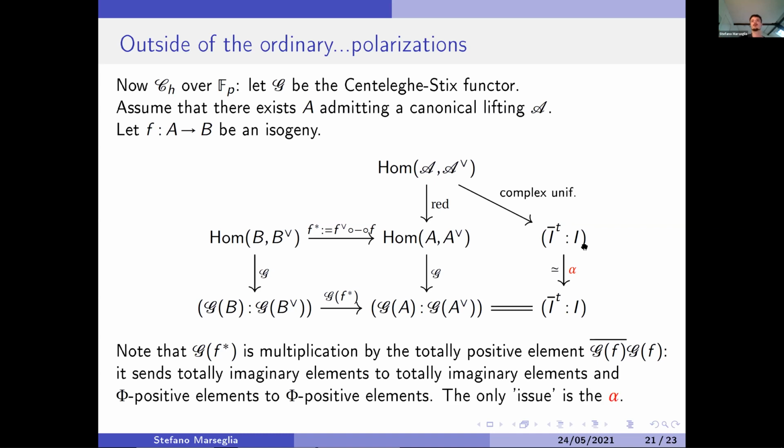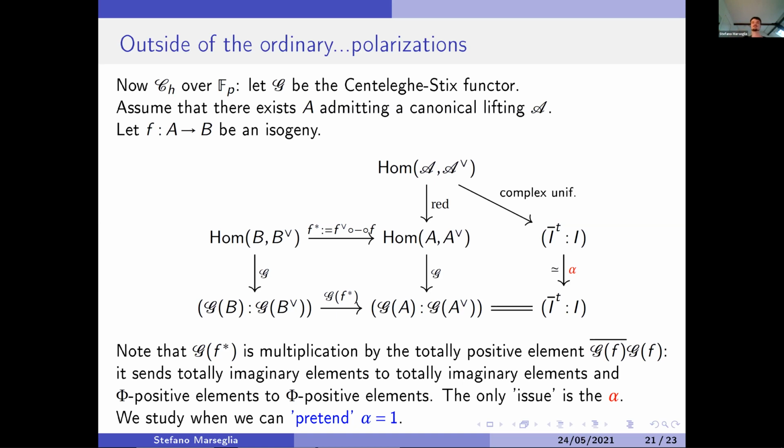So the only problem is this alpha, this reduction map. In our paper, I cannot give details because it would take another talk, but we study when we can pretend that alpha is equal to one. When assuming that alpha is equal to one, we still get a set that is in bijection with the set of principal polarizations, up to isomorphism, of any abelian variety B in the isogeny class.